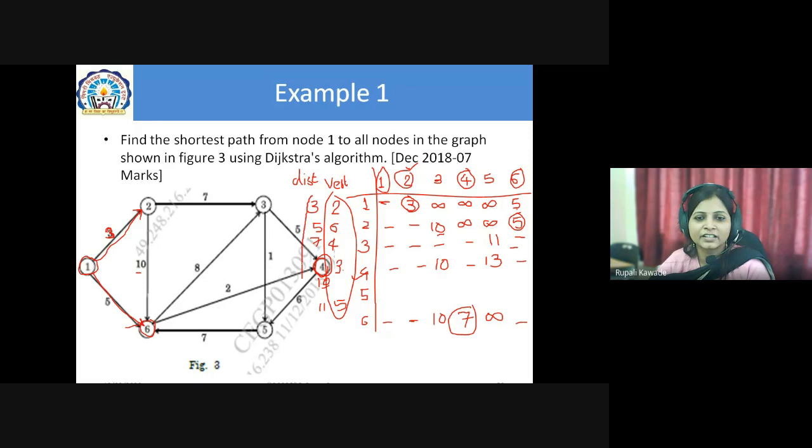These are the vertices, and these are their distances. So what we want as our final result, we want these values. The distance of 1 to 2 is 3. Distance of 1 to 6 is 5. Distance between 1 to 4 is 7. Distance between 1 to 3 is 10. And 1 to 5 is 11. So these are the shortest paths to the respective vertices from node 1.